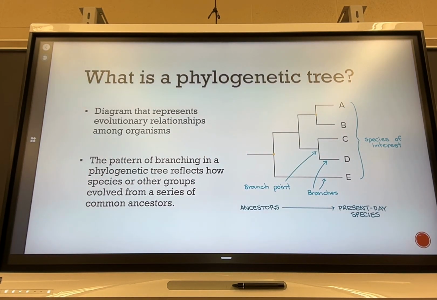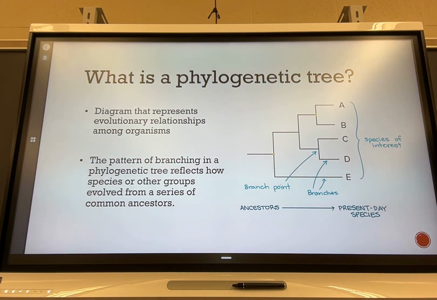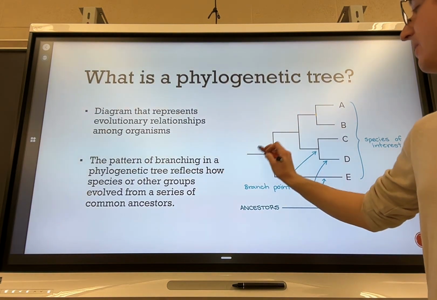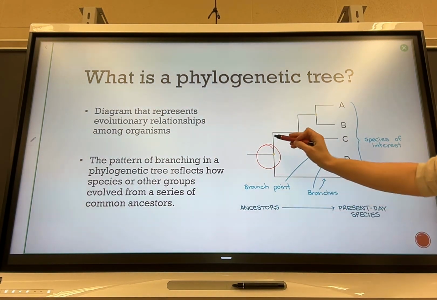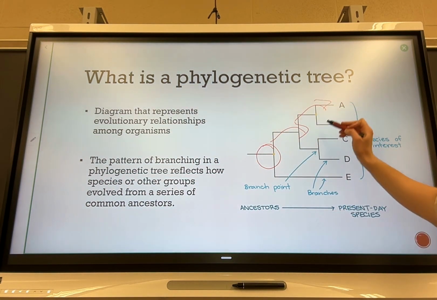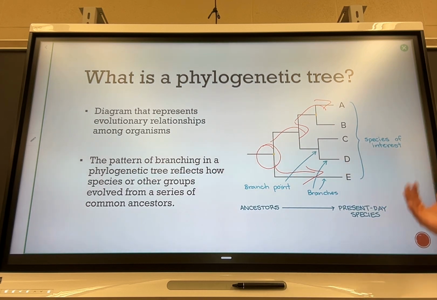So what is a phylogenetic tree? Phylogenetic trees are kind of like family trees, if you've ever done one of those. They're going to represent evolutionary relationships among organisms. So typically what we'll see is we will have some sort of common ancestor down here towards the left, and that will give rise to multiple different species. You can see that we have 5 different species that we are trying to look at, and these phylogenetic trees are going to help us kind of see where they came from.